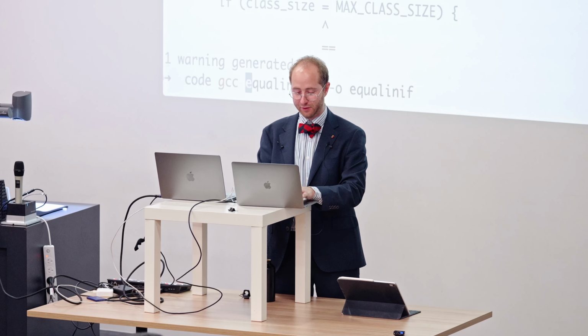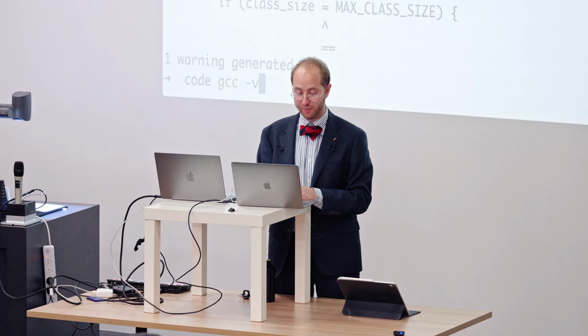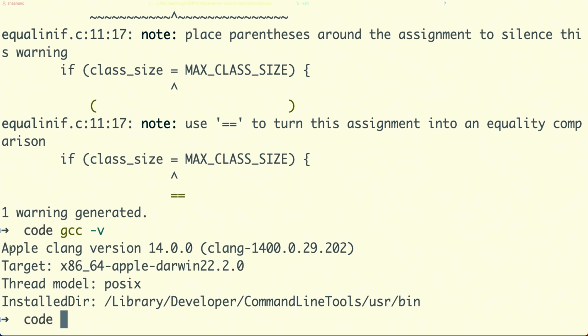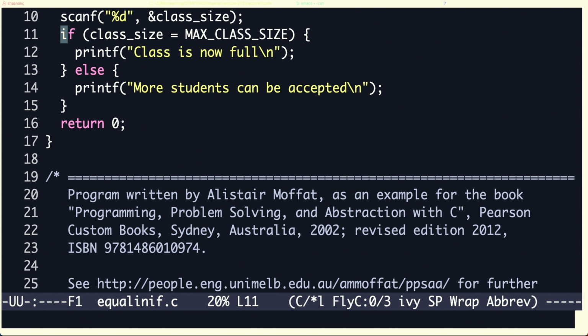Yeah, so if I do gcc -v, which is asking the program to give information about itself, aha, it's Apple Clang masquerading as GCC, so I didn't get any new error messages. I'll have another way of showing it to you later. Okay, so let's fix that up. Simple change I need to make. If class size equals equals max class size, the program will work now.